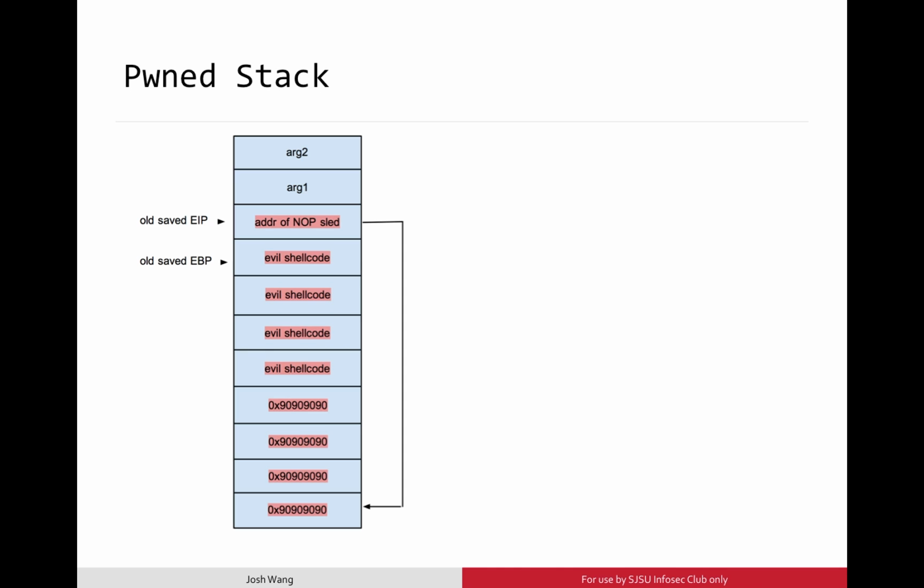This is what a stack looks like if you use shellcode and try to place it on the stack and get it to execute. You would overwrite the saved EIP with the address of a NOP sled. A NOP sled is basically just a chain of no-op instructions, or 90 in hex. What no-op does is literally nothing. It just slides down and executes the next instruction. So you can see a whole bunch of NOP instructions here, and then it's going to hit the evil shellcode and execute it. That's what a typical buffer overflow attack looks like.